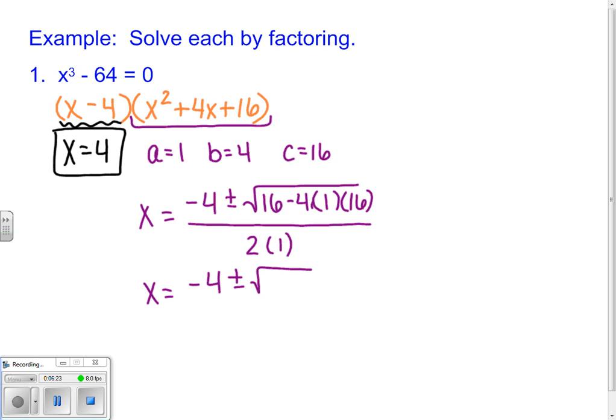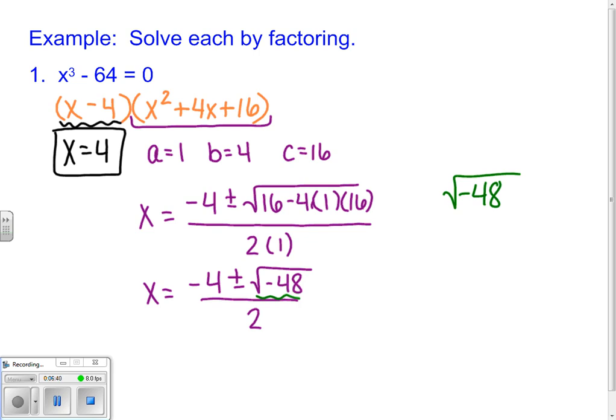16 minus 4 times 1 times 16, you end up with a negative 48. So I'm going to deal with this negative 48 to the side for a second. The square root of negative 48. The reason you couldn't factor that quadratic in the beginning is because it's imaginary, it's complex.